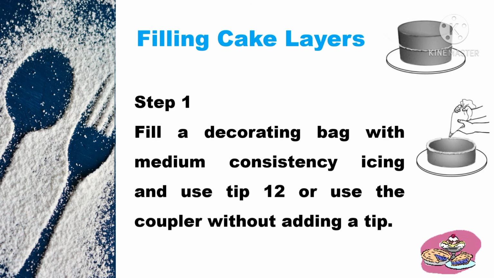Fill a decorating bag with medium consistency icing and use tip number 12, or use a coupler without adding a tip. Start with the bottom layer, flat side up. Create a dome or circle of icing just inside the edge of the cake, and this will prevent any filling from seeping out when the next layer is added.